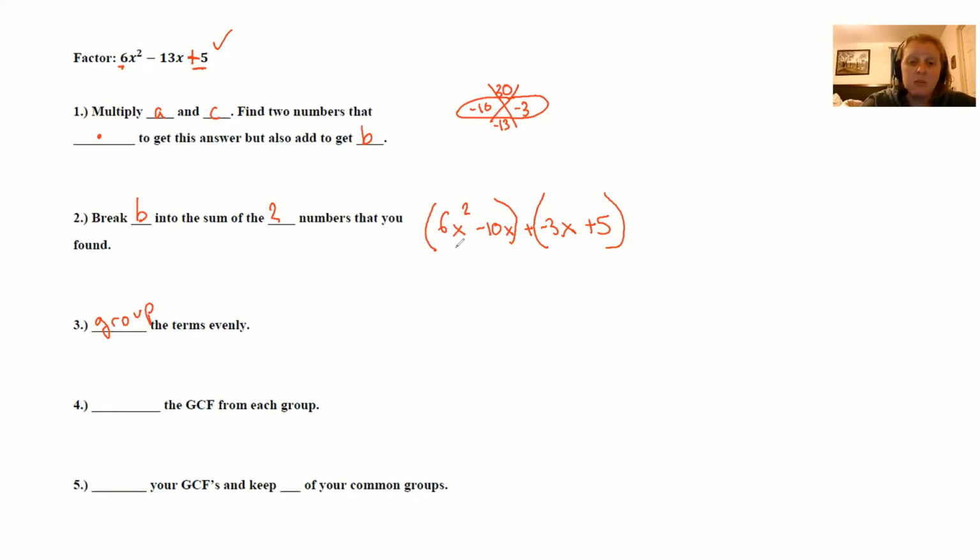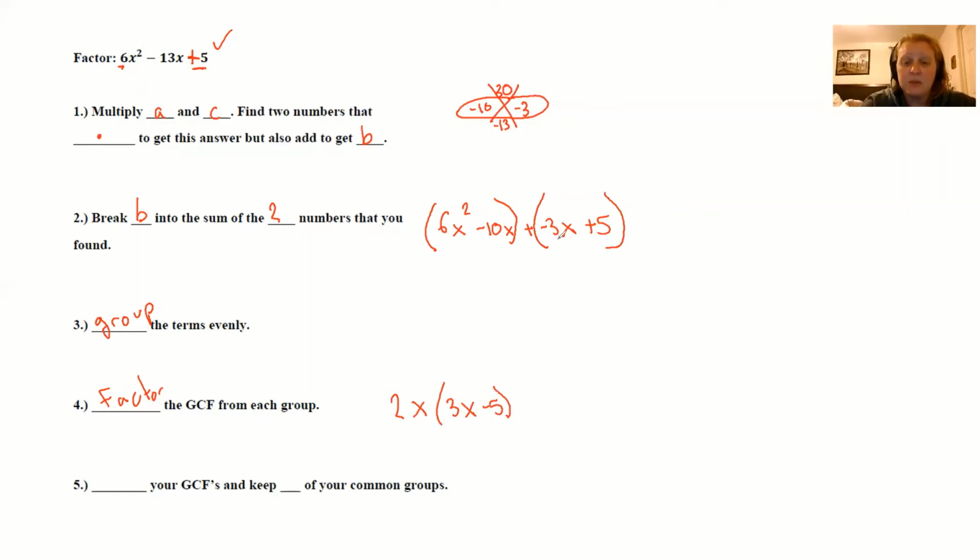Okay. But what's going to happen is I'm actually going to be allowed to factor out the GCF from each group. And then something cool happens when I do that. So between 6 and 10, I get 2. And I can also factor out an x. And that would leave me with 3x minus 5.